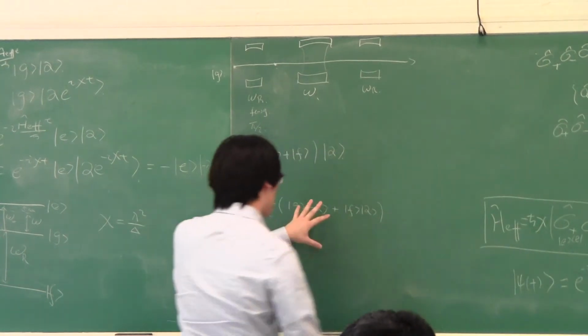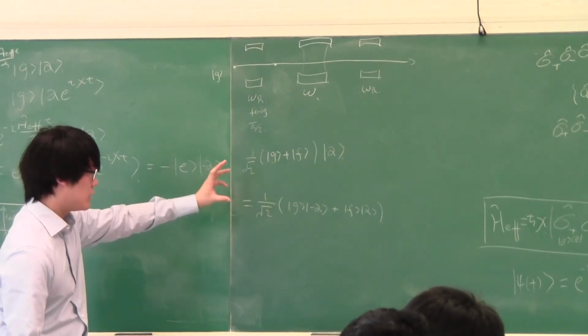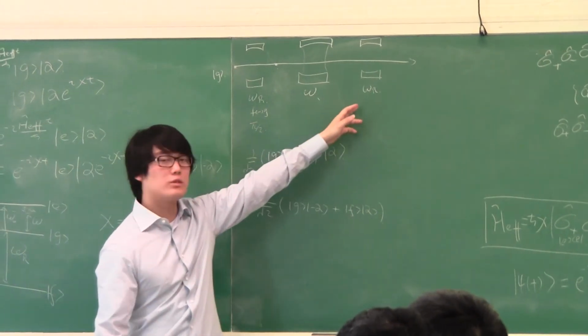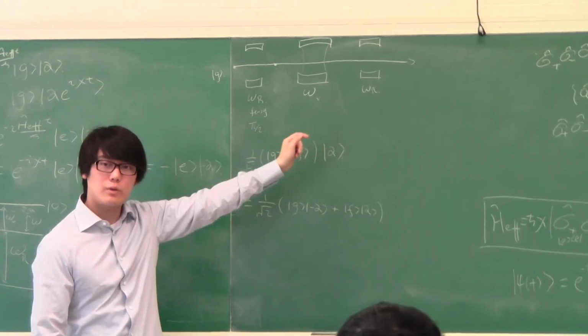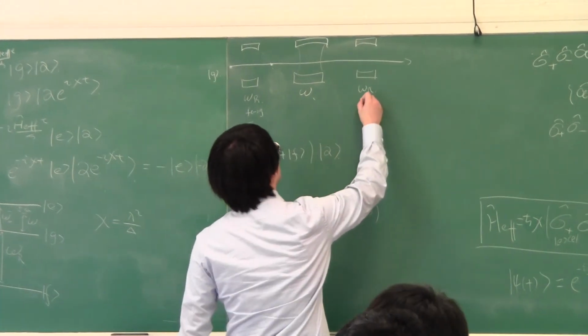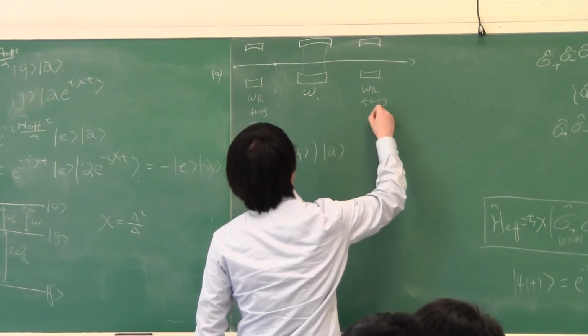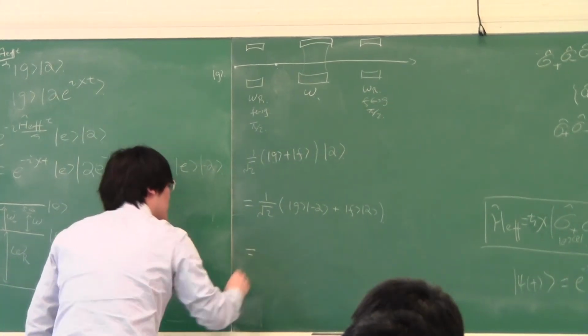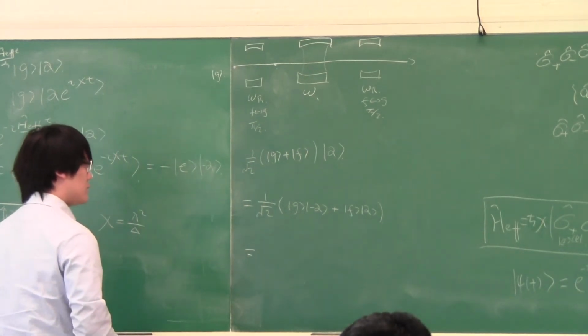So if I now pass this through a Ramsey zone or a Hadamard gate, still coupled to omega R, which is the F to G transition, and I still use pi over 2, something like this, I will get, okay.